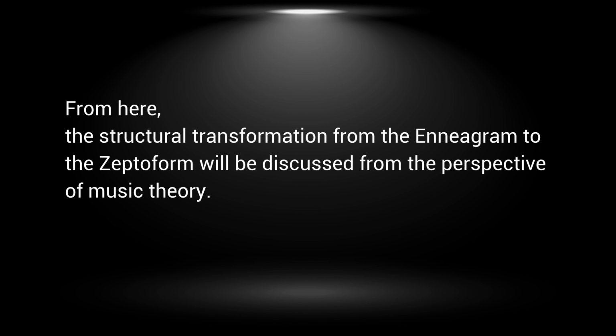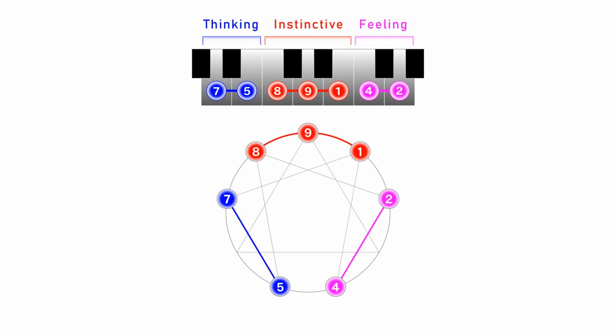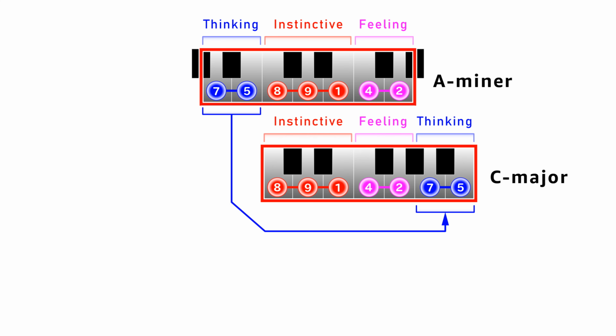From here, the structural transformation from the Enneagram to the Zeptoform will be discussed from the perspective of music theory. First of all, the structure of the Enneagram, which is represented by the A minor scale, needs to be transformed to the C major scale, as illustrated.